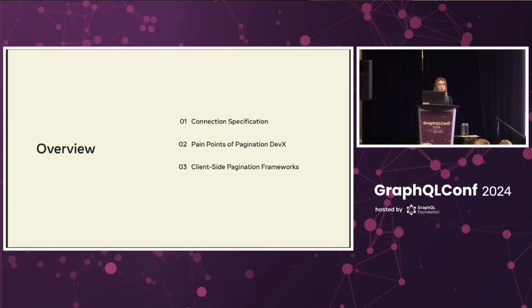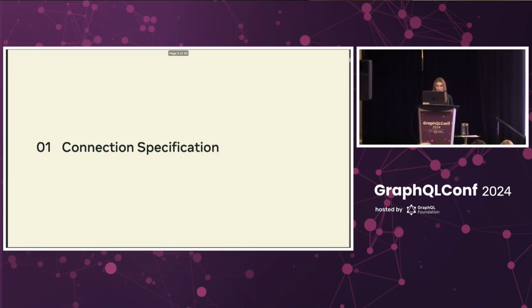Firstly, I want to actually talk through the connection specification. It's a little bit complicated, but I think once we derive how it starts, it lets us build really powerful pagination frameworks on the client. I also want to go through some of the pain points of pagination from the developer's perspective. What's tricky, and how can the connection specification actually help to make this better? And thirdly, client-side pagination framework surrounding it. So let's get started with the connection specification.